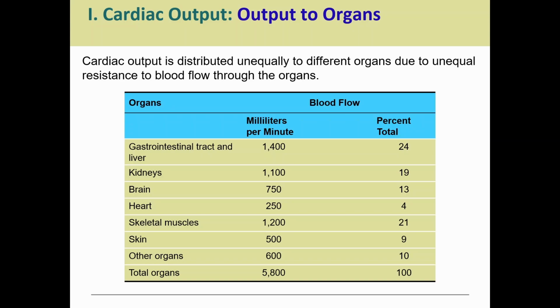And so if we take a look at this table here, we just see some of those differences. So GI tract and liver get a lot of blood, same with the kidneys and skeletal muscles, whereas things like the brain, the heart, the skin, and other organs are much lower in terms of how many milliliters of blood they receive per minute in comparison. We also see a percentage of this, so how much of the blood is flowing through, compared to the total.